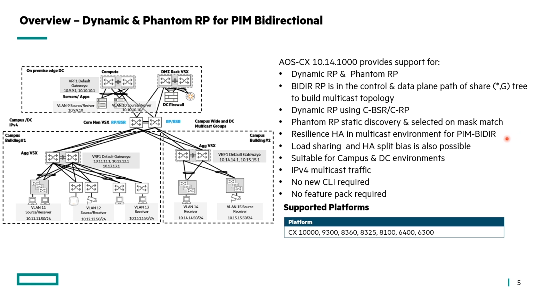So overall, this provides us with resilience and HA in a multicast environment when we're using PIM bidirectional. It also allows us to do load sharing, and a HA split bias is also possible. It's both suitable for campus and DC. It's IPv4 multicast only support. There's no new CLI for the phantom or dynamic RP, and no feature pack is required for this enhancement. And the supported platforms are as shown below.